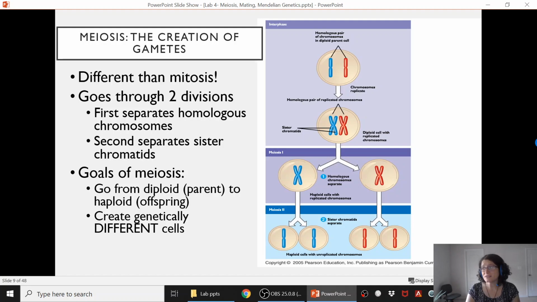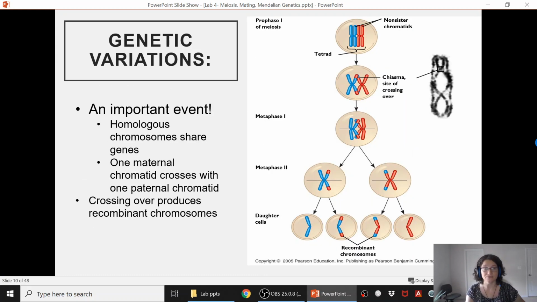The goals of meiosis are to go from diploid to haploid, and this prepares it for fertilization, okay? The goal is also to create genetically different cells. And you say, well, hold on, these two are identical and these two are identical. You think that, but we're going to walk through another activity that happens during meiosis that makes it so that they will be non-identical.